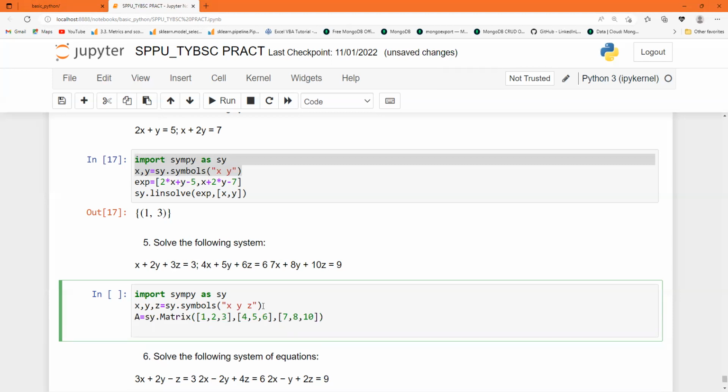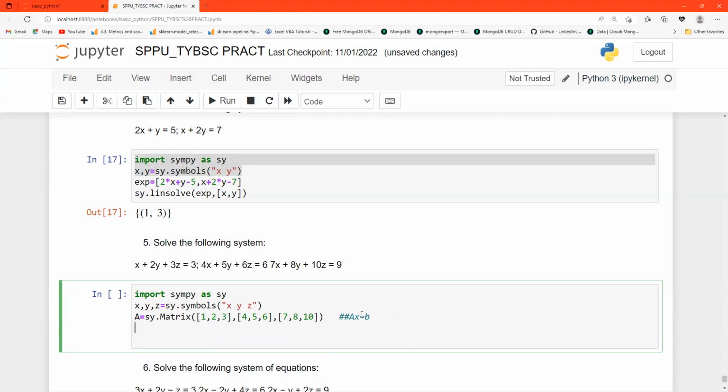Now I have to write the B matrix, that is AX is equal to B. Now I will take the B matrix as small b. B is equal to, again I have to write sy dot matrix, and it's a column vector, so I will write only one column, that is 3, 6, and 9. So this is my matrix B.